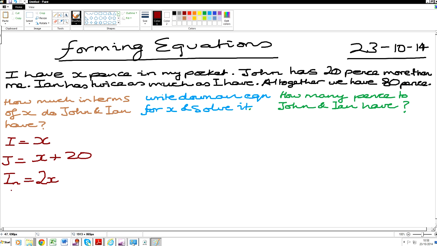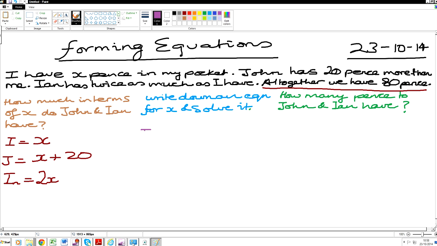How much in terms of x do John and Ian have? We've got that all done now. That's the first part done. Next part: write down an equation. An equation means there must be an equal sign in it, for x, and solve it. One part that we haven't done yet is where it says altogether we have 80 pence. So let's have a look at that. Let's change color again, and go for purple this time.